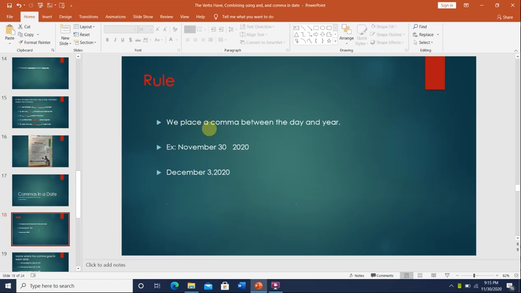So it says here we put a comma between the day and the year. So if I write, for example, Monday, November 30th, 2020, where do I put the comma? I put the comma between these two numbers, the day and the year. All right? Okay, for another example, December 3rd, 2020. Where do I put the comma?